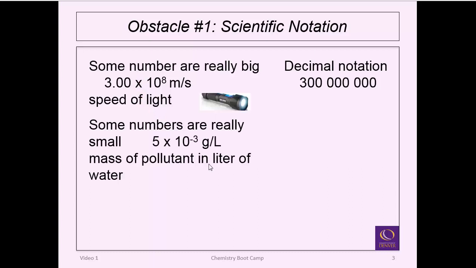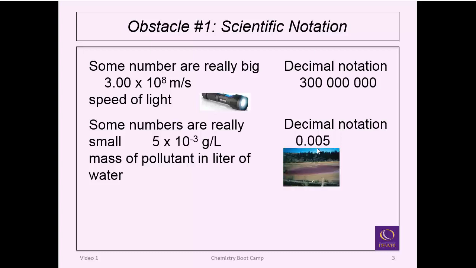The other thing is you might have things that are very small. For example, sometimes you hear the term parts per million when you talk about pollutants. So 5 times 10 to the minus 3, if we were to write that in decimal notation, is 0.005. 5/1000ths of a gram, or in milligrams, it's 5 milligrams per liter, or 5 parts per million. That's a concentration of metal in water, for example, that might be toxic if you're drinking it. So the EPA might need to monitor that. This is a picture of a toxic waste stream below the California Gulch here in Colorado, and you have to monitor the metal content in there.